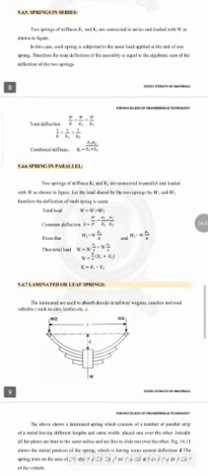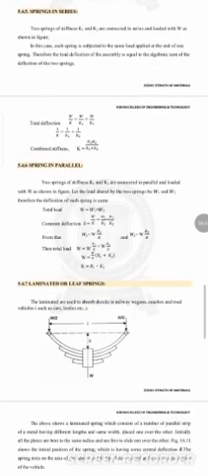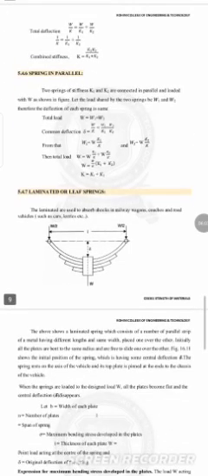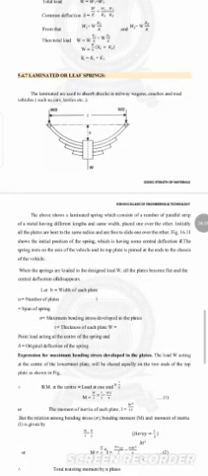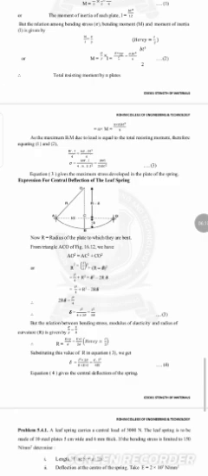The springs in series: K equals K1 K2 divided by K1 plus K2. In parallel, K is equal to K1 plus K2. Laminated or leaf spring: theta equals 3WL divided by 2nPt squared. These are the expressions, and then there is a numerical problem.